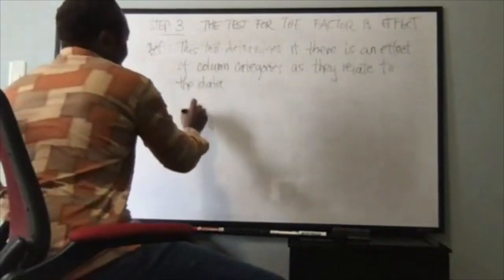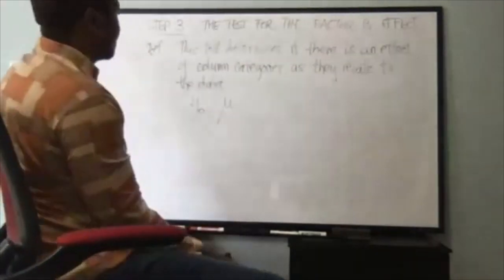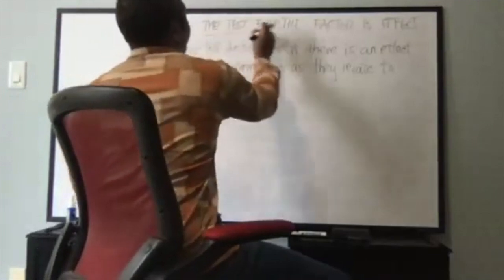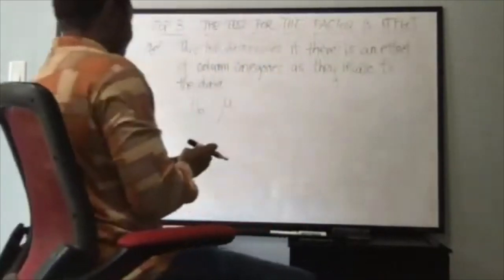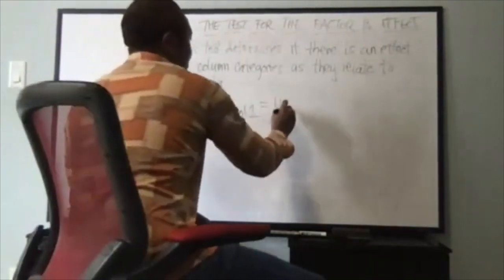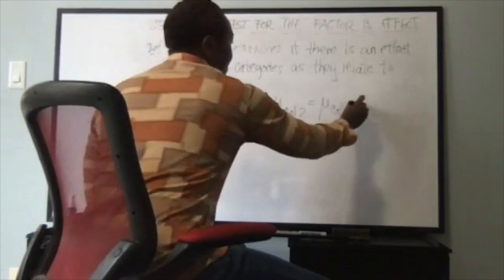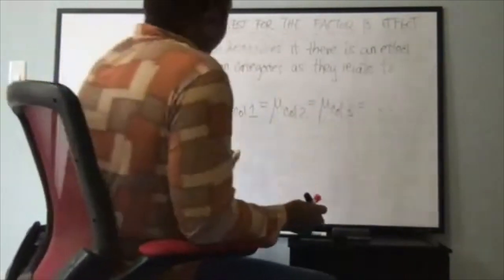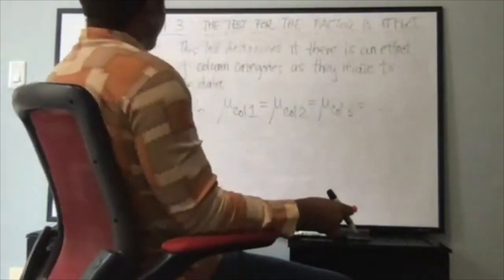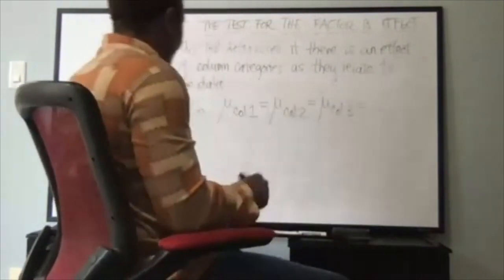Looks like this, as you may expect. H sub 0, you have mu. So this time, see, we're looking at columns now. See, so this is the test for the factor B effect. All right. So we have mu column 1 equals mu column 2 equals mu column 3, and so forth and so on. See, it depends on how many columns you have, right? If it's restaurants, then mu McDonald's, mu Wendy's, or whatever there.